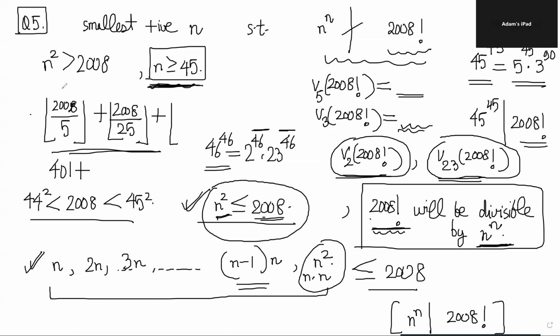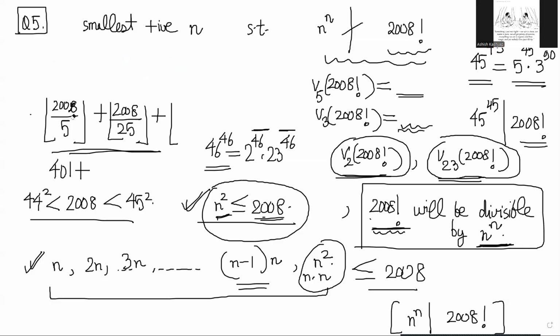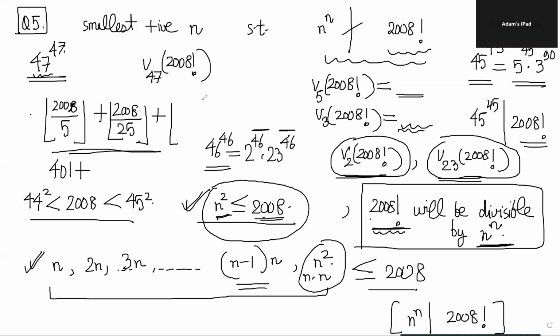Finally, we check 47. Now suddenly 47 power 47 is a different case, because 47 is itself a prime. So this is the prime factorization itself. So we have to check V47 of 2008 factorial. Calculate it and find out what the value is.